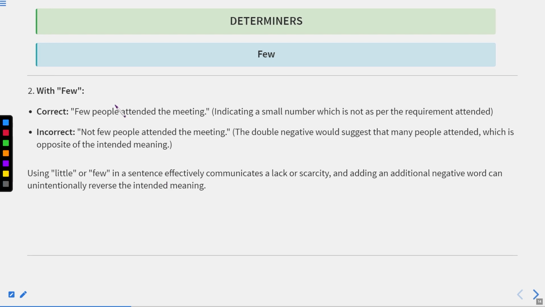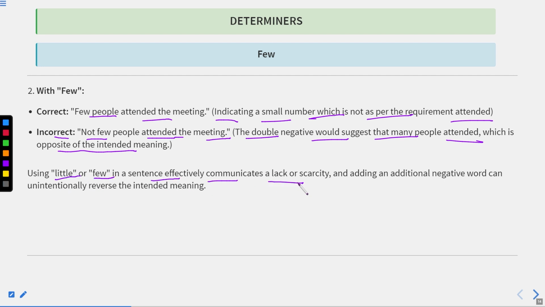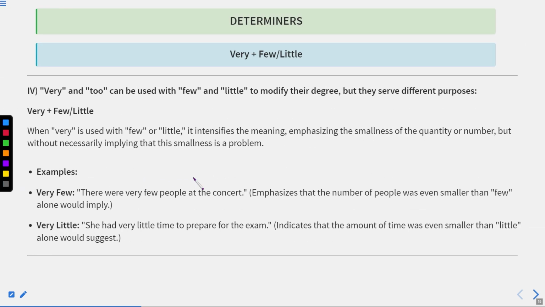Now let us move to the next one. With few, correct: few people attended the meeting, indicating a small number, which is not as per the requirement, attended. Incorrect: not few people attended the meeting. The double negative would suggest that many people attended, which is the opposite of the intended meaning. Using little or few in a sentence effectively communicates scarcity, and adding an additional negative word can unintentionally reverse the intended meaning.